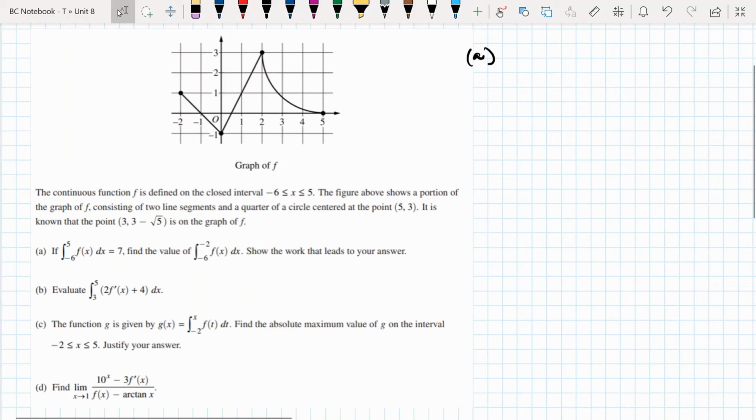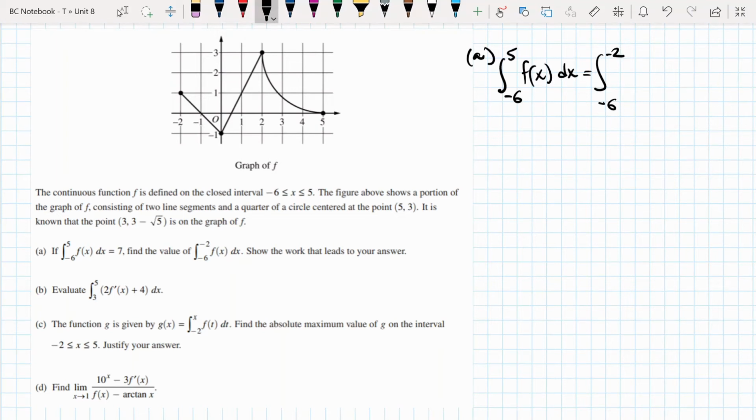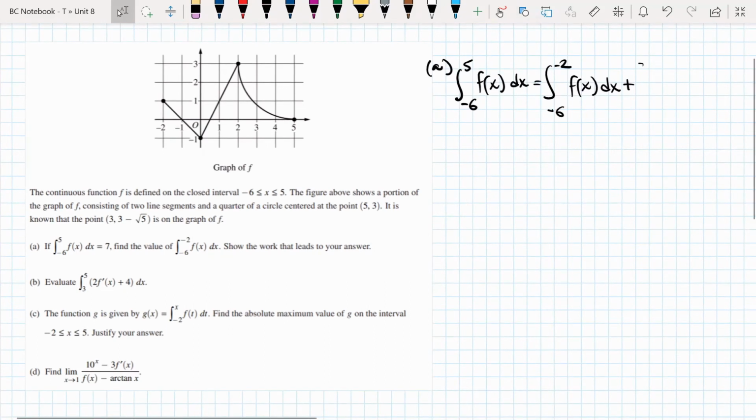All right, let's start here. So we know the value of the integral from negative 6 to 5 is equal to 7. But what the question's really asking is we want the integral from negative 6 to negative 2. Okay? Let's start by doing the following. We know that the entire integral can be broken up into two integrals. So this is a property of definite integrals where we can break the integral up into two parts. And we know the value of the integral from negative 6 to 5 is 7.